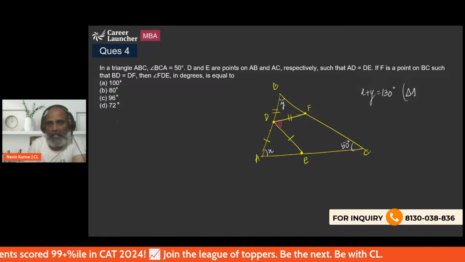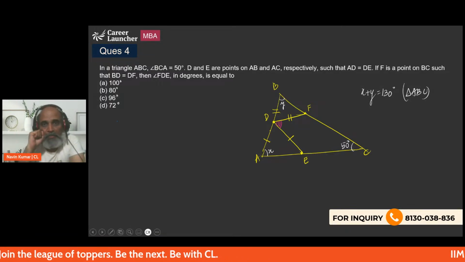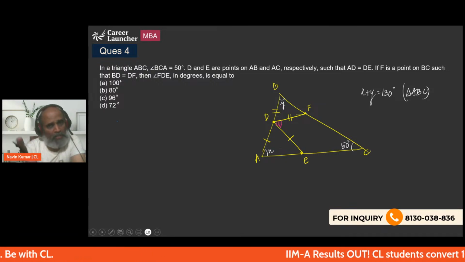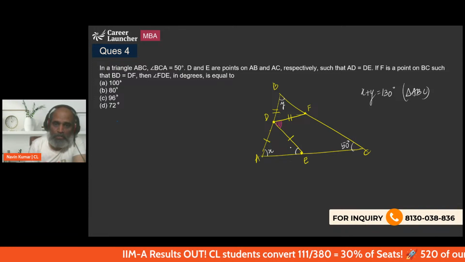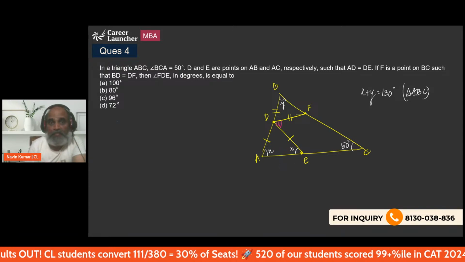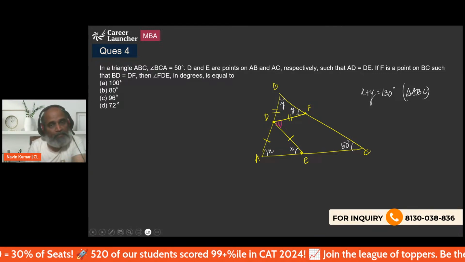How? We are looking at triangle ABC. In triangle ABC, the sum of all the interior angles should be 180, out of which 50 is already taken by C. So the sum of the other two should be 130. Now, if that is x, this is also going to be x. Why? Triangle ADE is an isosceles triangle. BDF, again an isosceles triangle, so this is going to be y.